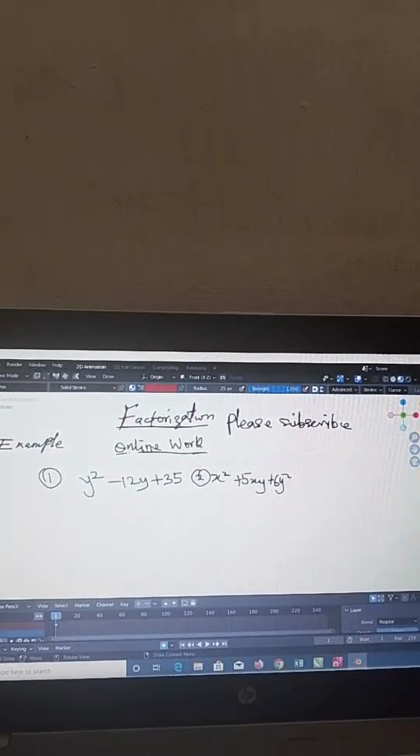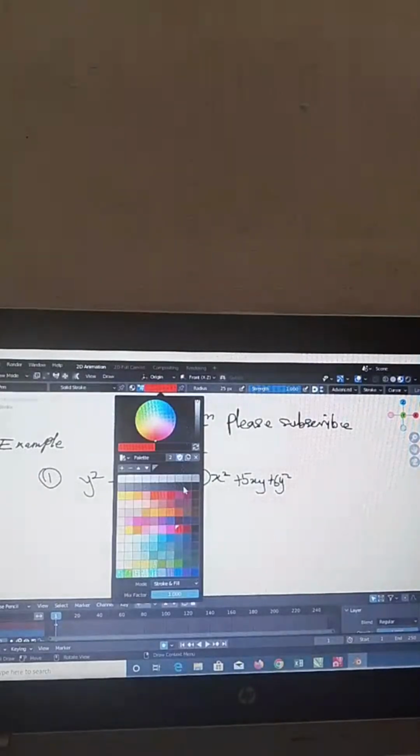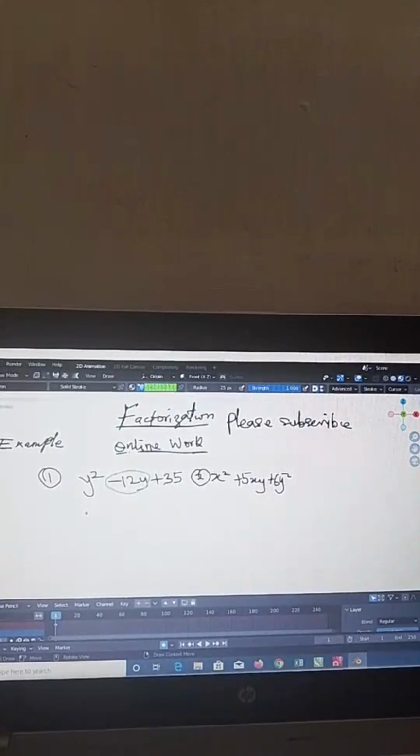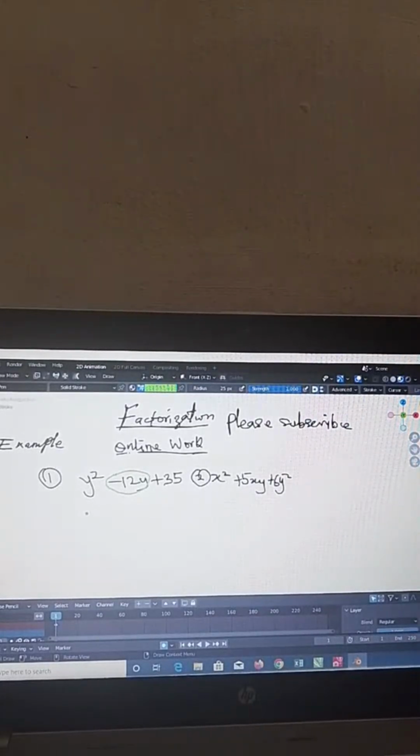Okay, now let's do the correction. We are going to look at two numbers. When we add them, we'll get minus 12, and when we multiply them, we'll get 35. What are the two numbers? It is obvious that 35 can only be gotten by 5 and 7.